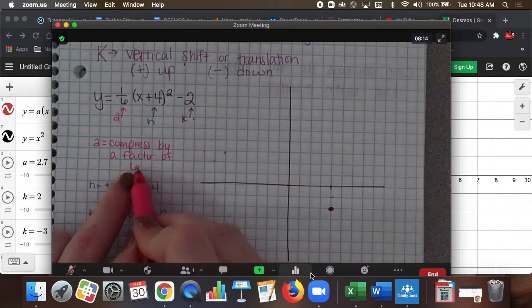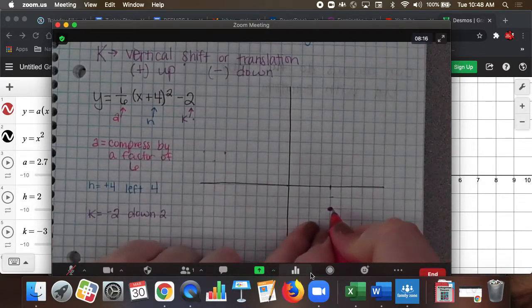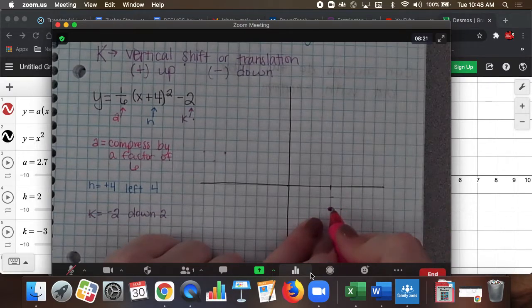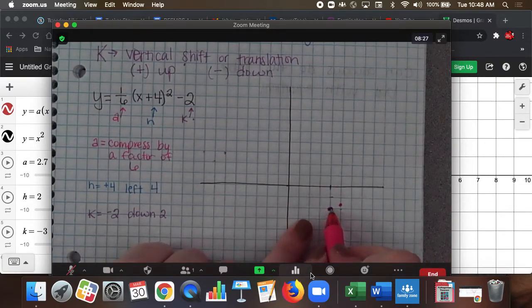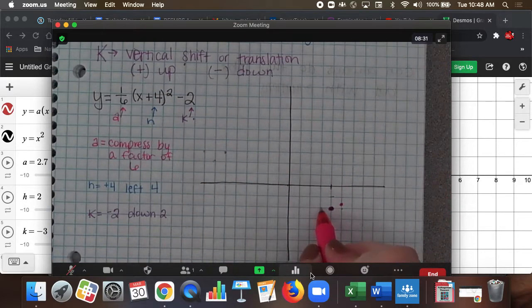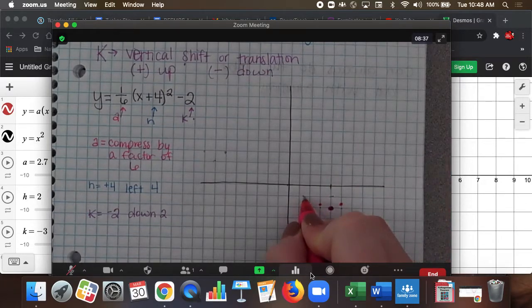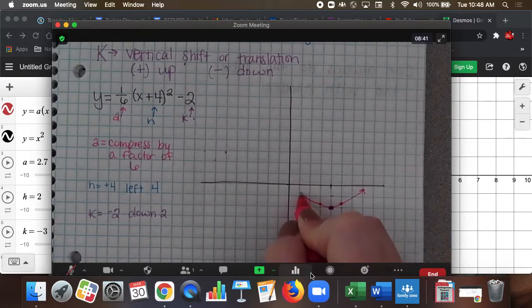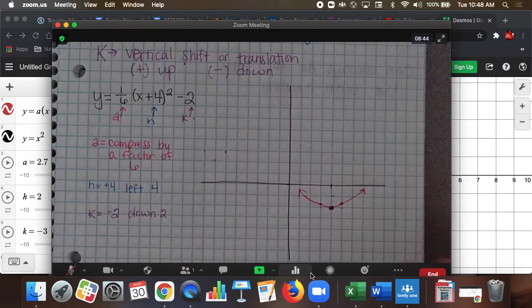Now, since it's compressed by a factor of 6, you're going to move over 1, kind of like the slope. But you always move over 1, and then we go up a 6th, so around in there somewhere. And then you have to do the other side, because remember it makes that U shape, that parabola. So I'm going to go over 1 and up a 6th. And that's what our parabola would look like.